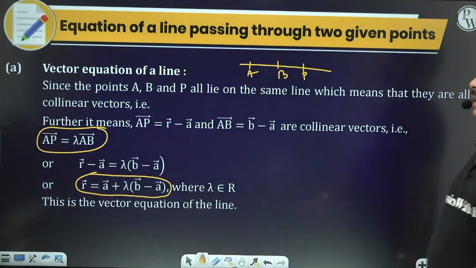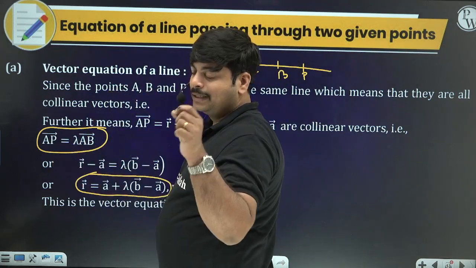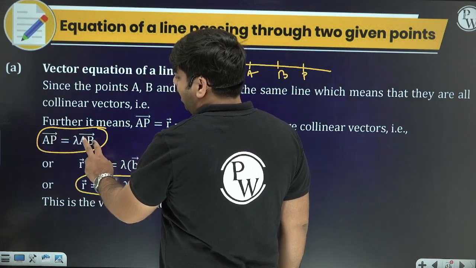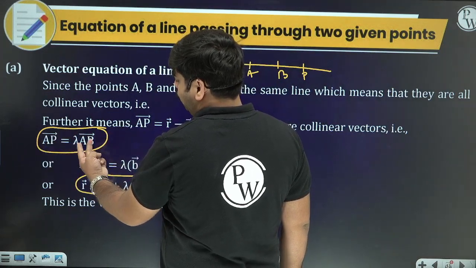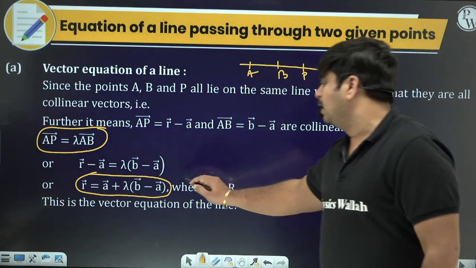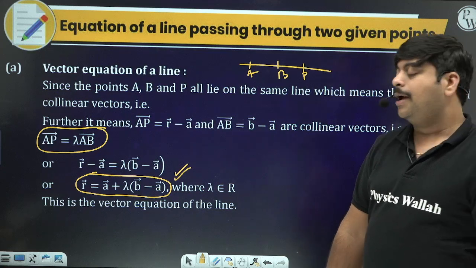So what is AP? P has position vector r bar. So AP is r bar minus a bar, that is OP minus OA. And lambda times AB means lambda times OB minus OA, which gives b bar minus a bar. So this is the vector equation of a line passing through two points: r bar equal to a bar plus lambda times (b bar minus a bar).